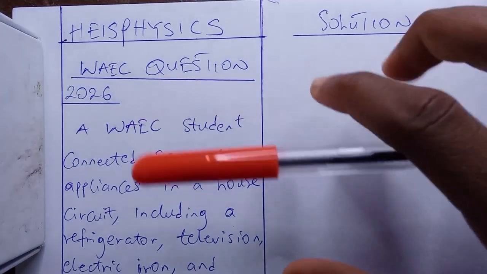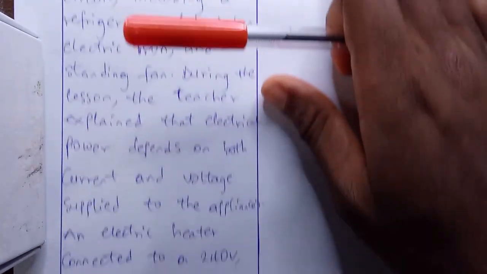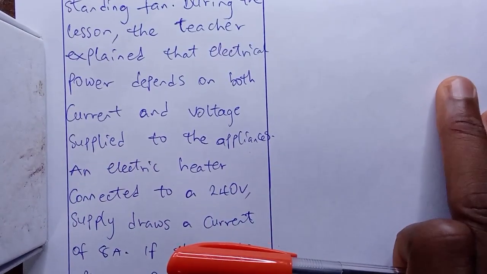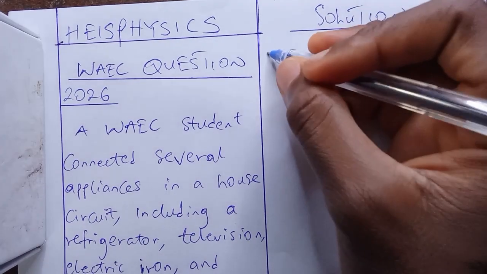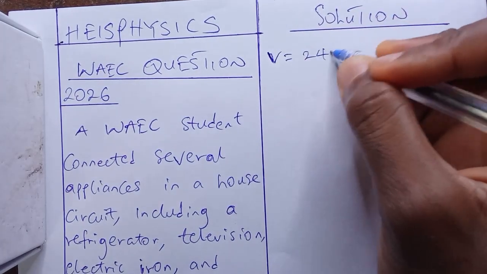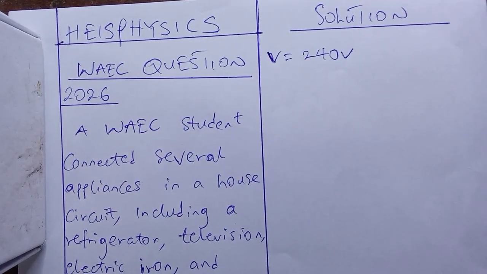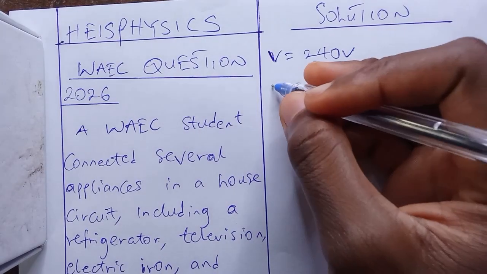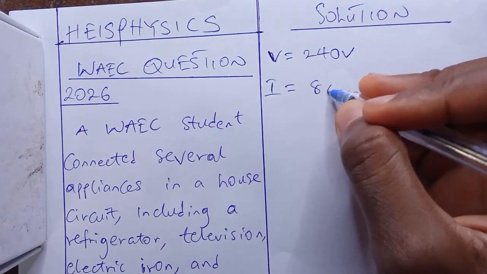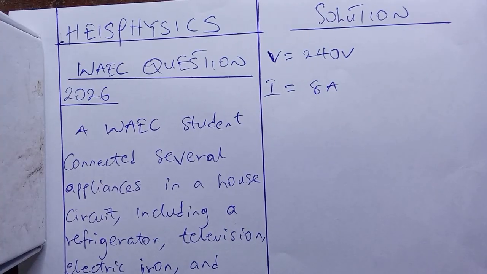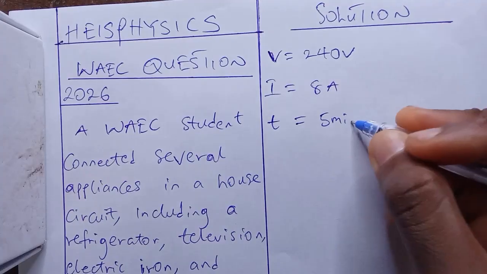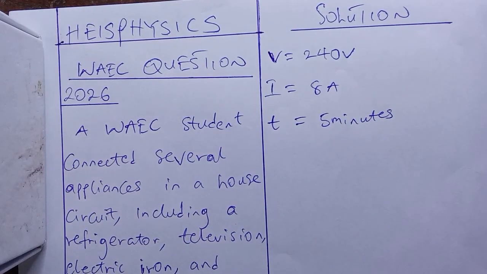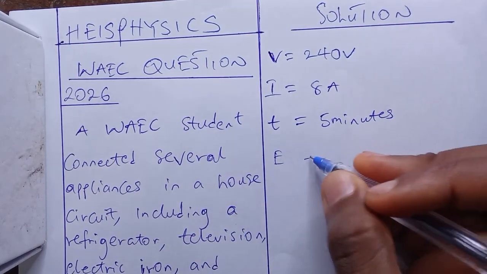Solution. We said an electric heater connected to a 240 volt supply, right? So that means our voltage V equals 240 volts. And they also said it draws a current of 8 ampere, so our I equals 8 ampere. If the heater operates continuously for 5 minutes, our time equals 5 minutes. Calculate the energy consumed, so energy equals unknown.